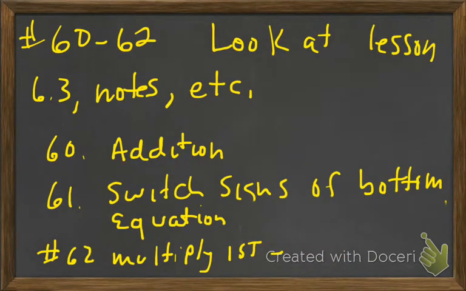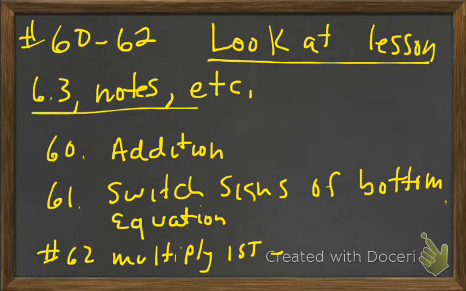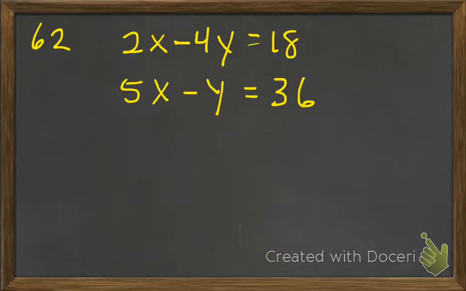60 and 62 are review. Go ahead and look at your lesson 6.3. They're elimination. For 60, you're going to use addition. It's pretty easy. For 61, you're going to switch the signs of the bottom equation by distributing a negative sign. Then you can add. And then finally for 62, you multiply first. Let me show you what that kind of looks like.